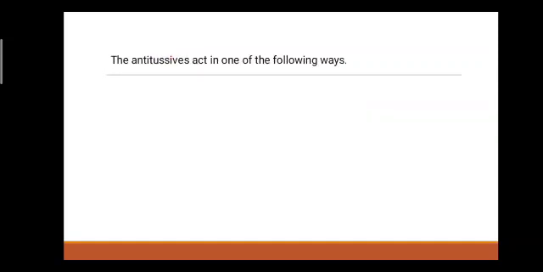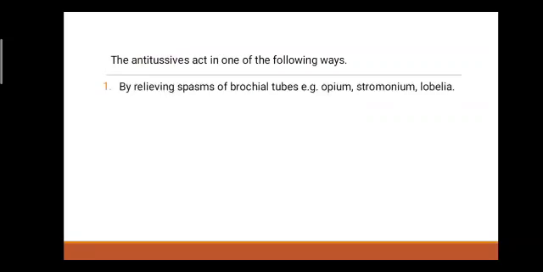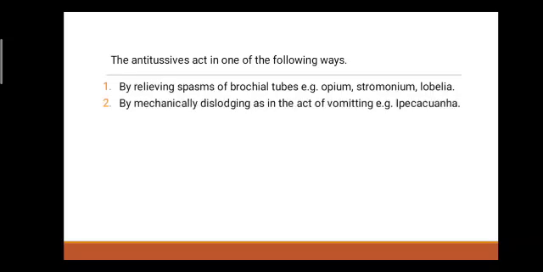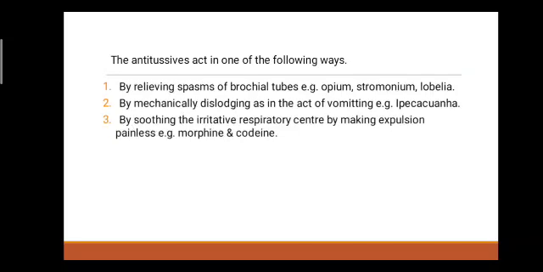The antitussives act in one of the following ways. First one, by relieving spasms of bronchial tubes. Examples: opium, stramonium, lobelia. Second one, by mechanically dislodging, as in the act of vomiting, for example, ipecacuanha. Third one, by soothing the irritative respiratory center by making expulsion painless, for example, morphine and codeine.